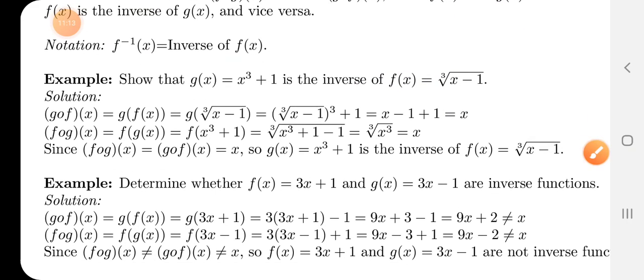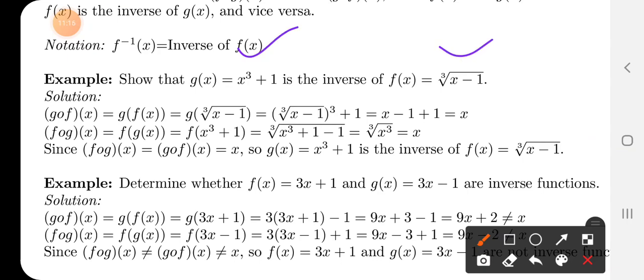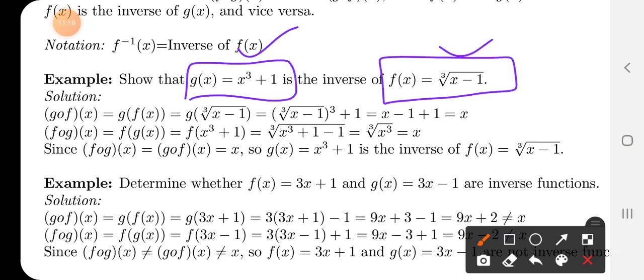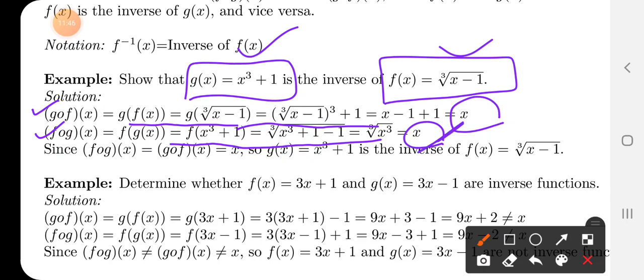And how do you check, if two functions are given, whether these two are inverses of each other? As I said before, two functions are inverses of each other if their composition in both orders gives x, the answer should be x. So here if you take the composition function with f as the inner and g as the outer, here is the calculation, you can check it. You will get the answer x, and if you change the order and do the calculation, you will get x.